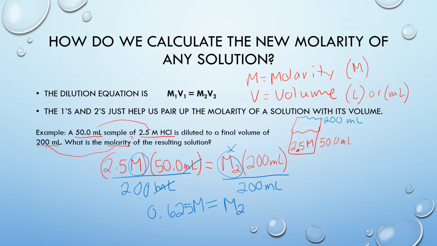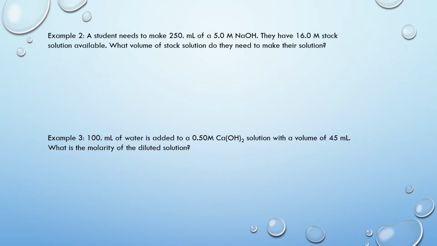So our new concentration, when we take this solution and we add more water to it, it's going to spread that out and dilute the solution. So we have a new solution with a molarity of 0.625. We can see it started at 2.5 and it's diluted to 0.625. So it decreased the molarity when we increase the volume. Let's try some more examples.